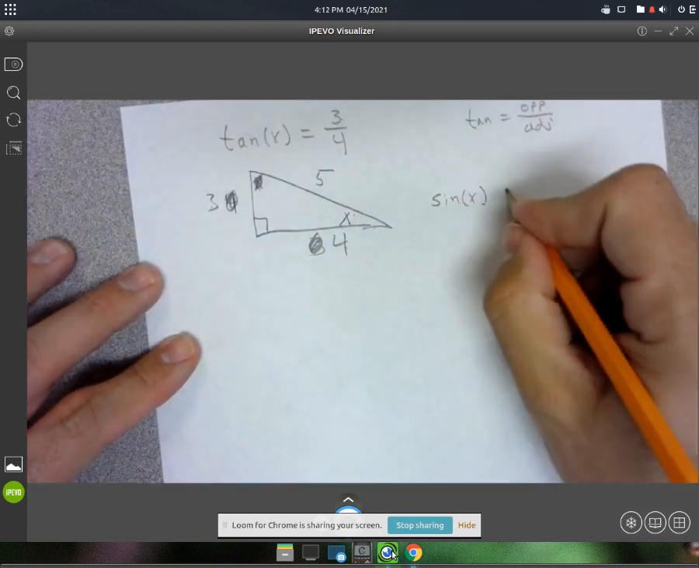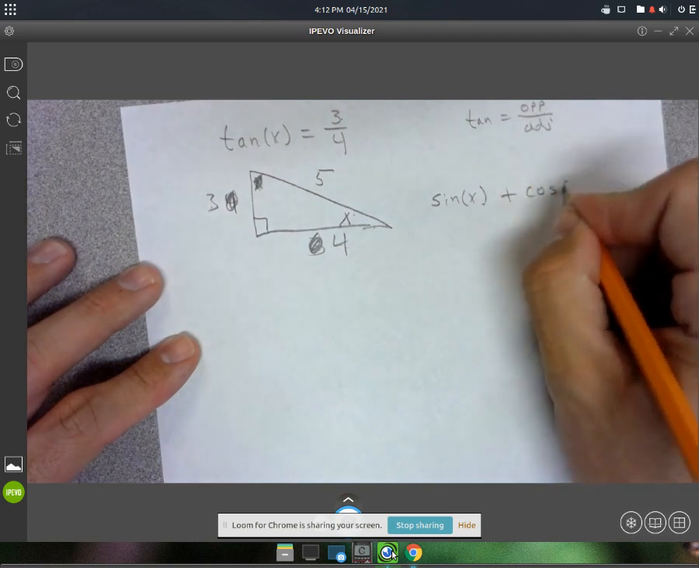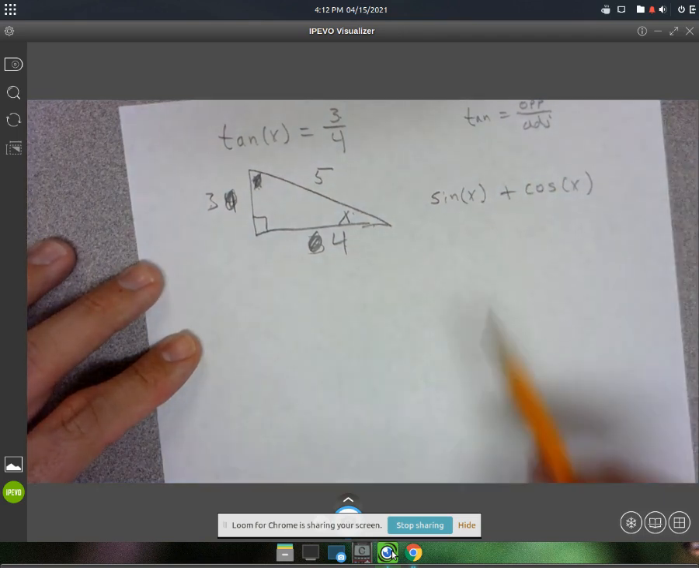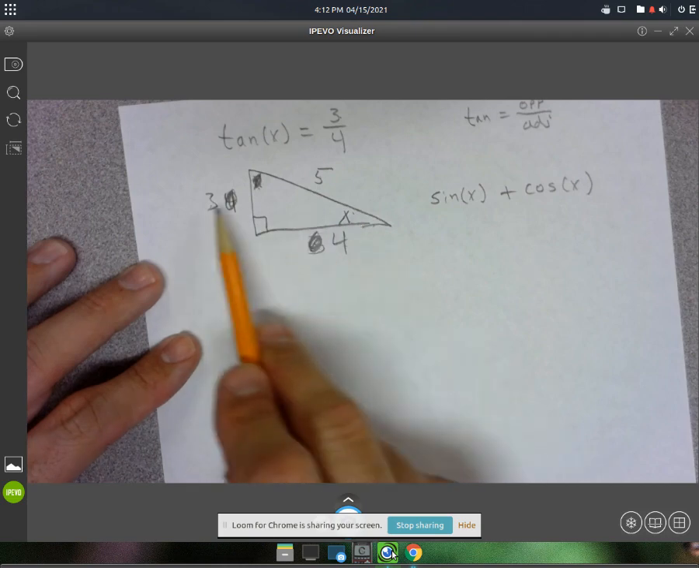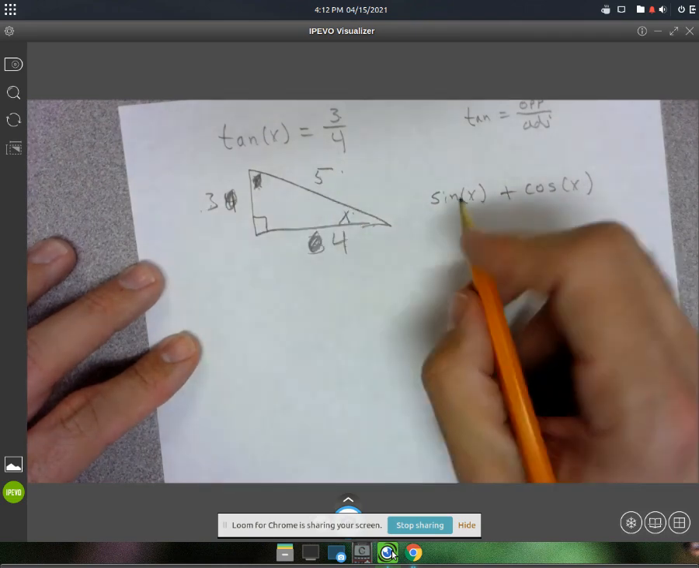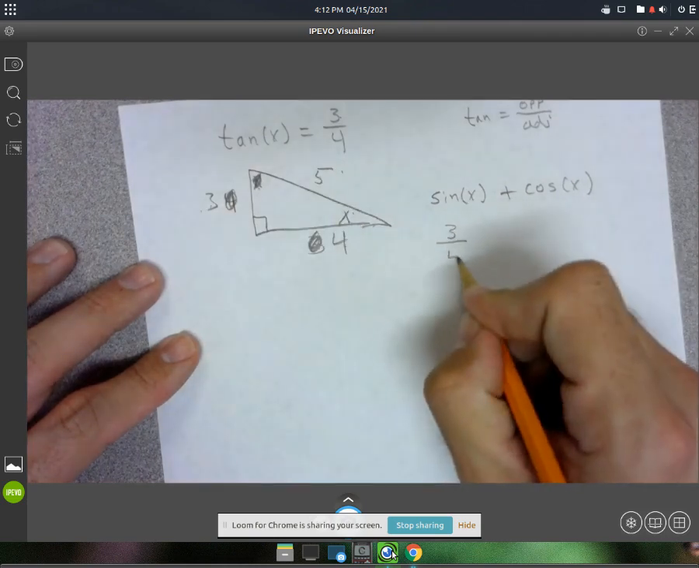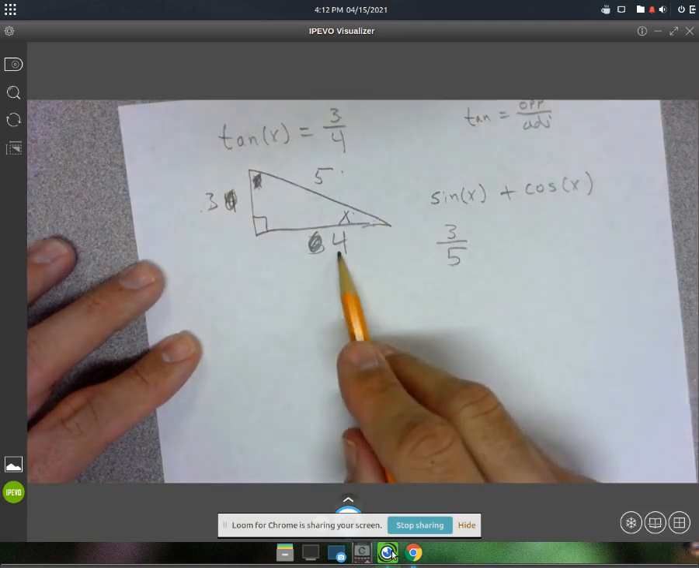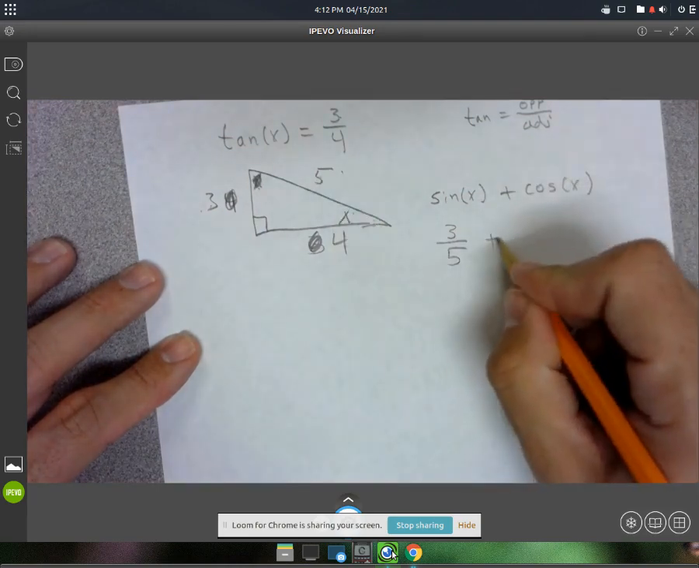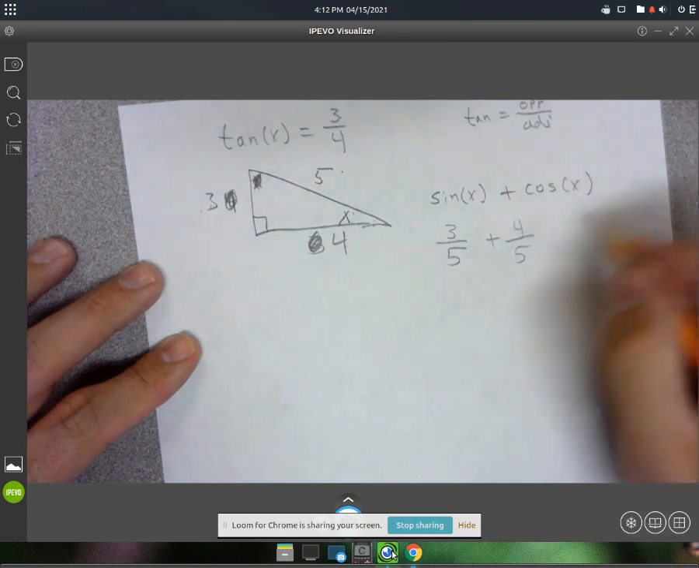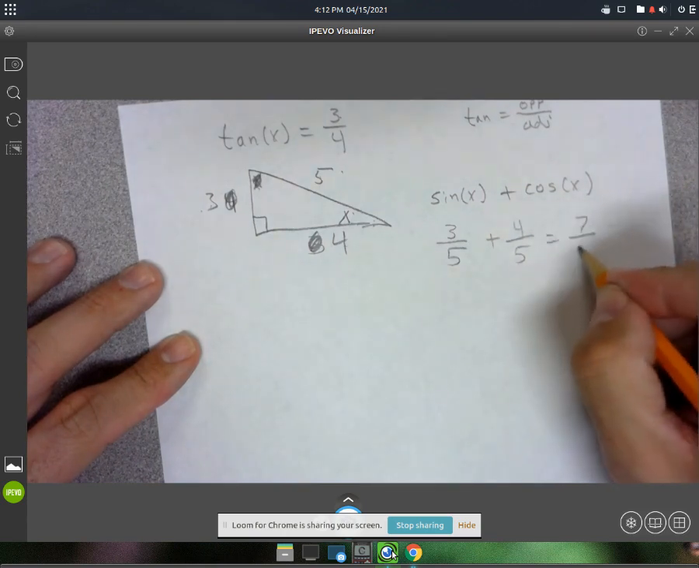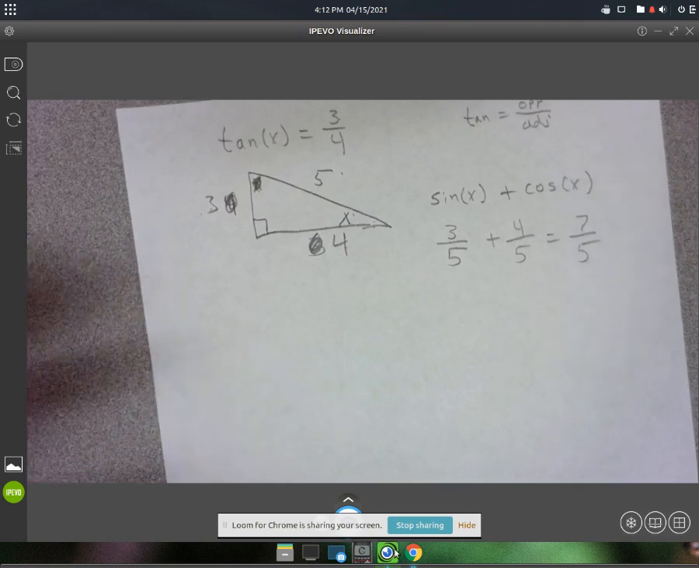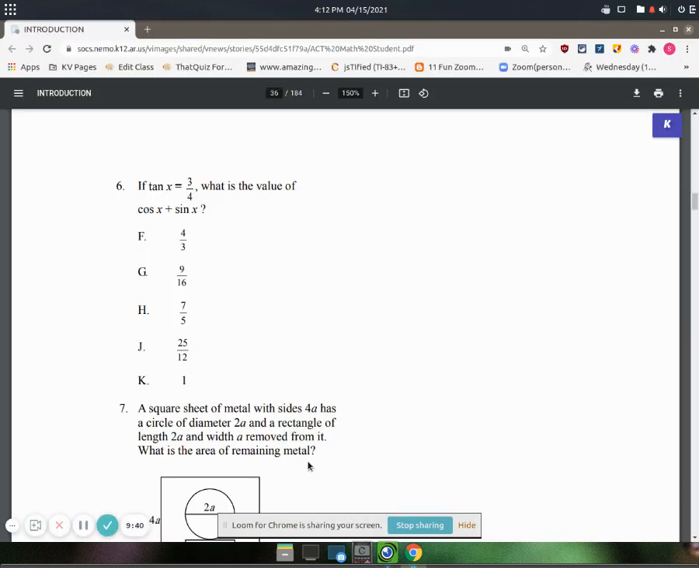The question was, what's sine of x plus cosine of x? So sine of x would be 3/5. It'd be opposite over hypotenuse. And then cosine, that's going to be adjacent over hypotenuse. That's 4/5. And then you add these up, and you get 7/5. That was one of those answer options right there, 7/5.